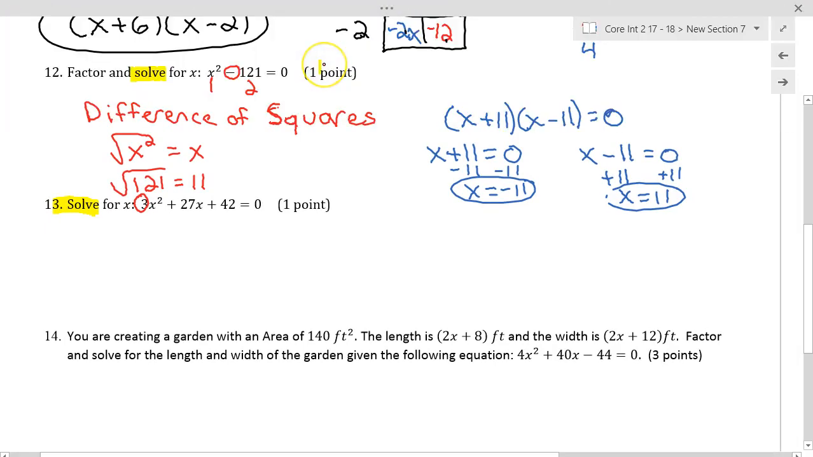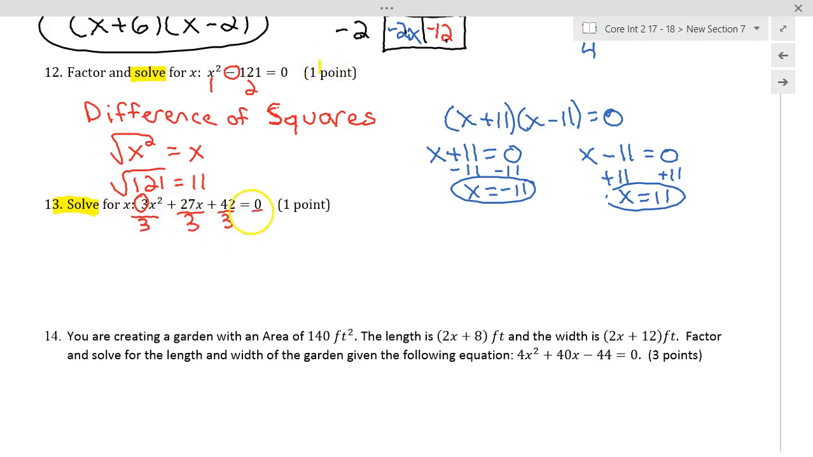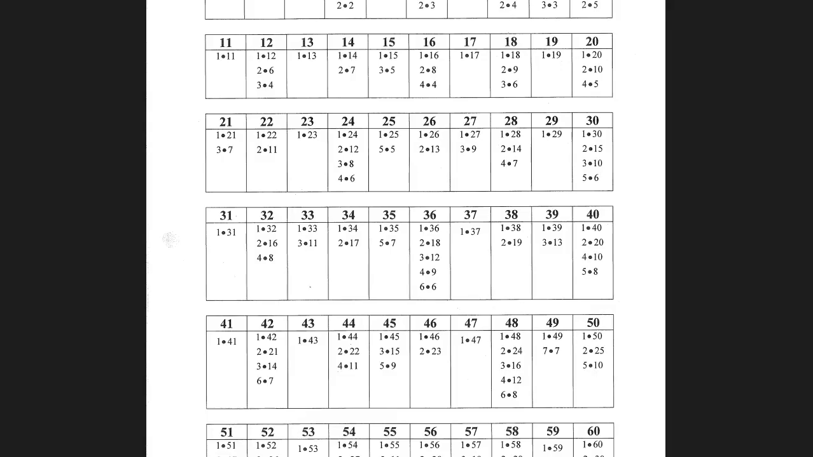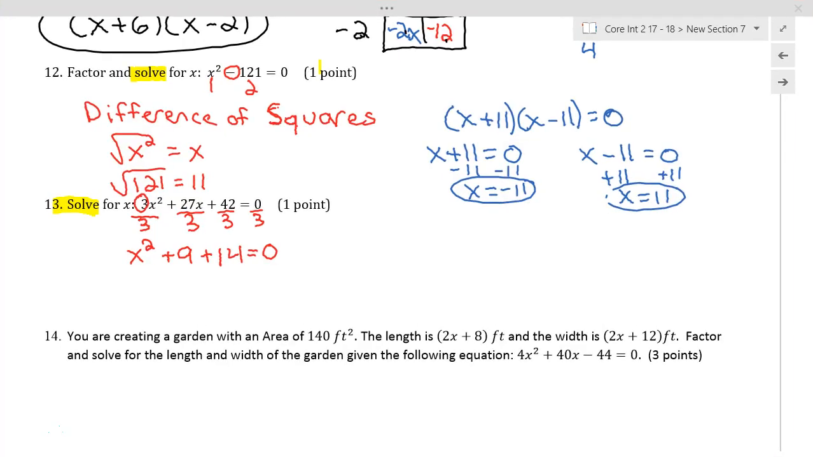So remember, that's the first thing I'm going to do. Just divide everything by 3. So I have x squared plus 27 divided by 3 is 9, plus 42 divided by 3 is 14, I believe. And 0 divided by 3 is 0. Again, you can also look at that factor chart. 42 divided by 3 is 14. I could have just looked at the factor chart.